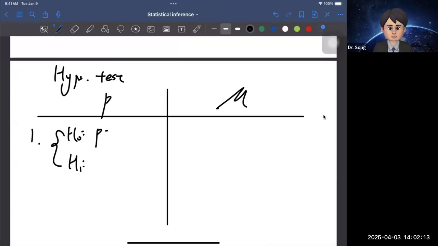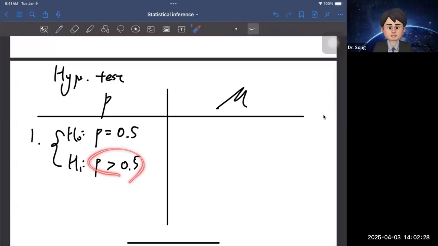For example, the proportion of the students who want to have the online class is 50%. But my experience is more than 50% of the students want to have the online class. So the alternative hypothesis is greater than. This is very important to figure out, the alternative hypothesis sign, whether it's greater than, less than, or not equal to.